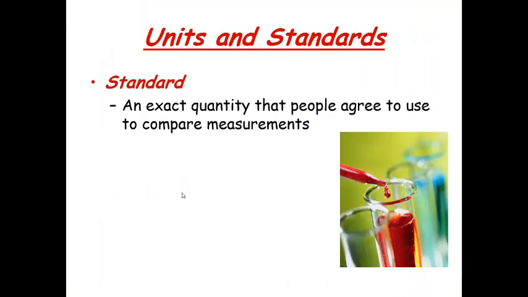A standard is an exact quantity that people agree to use and compare measurements to. So, for example, everybody has different size hands or different size feet. Back a long time ago, people would measure things and say 3 feet or 3 hands. Then they realized that everybody was getting different measurements. So they said, we need to set a standard, because everybody was getting different measurements based on different size hands and different size feet. So we have a standard.